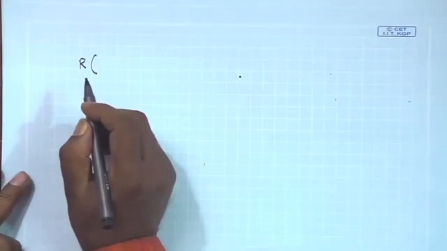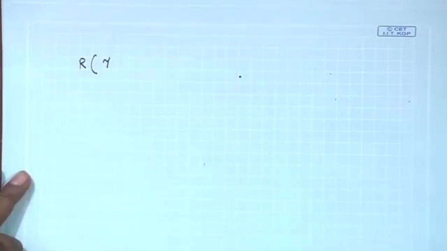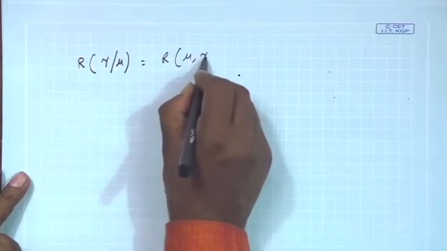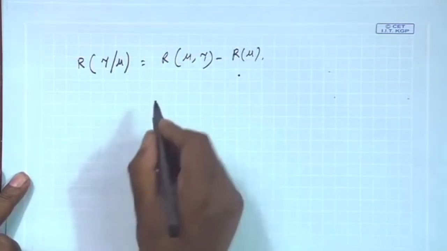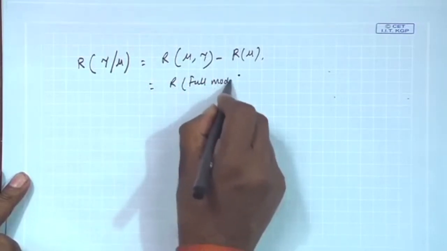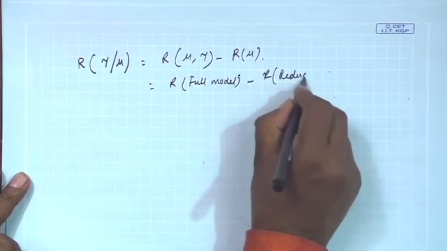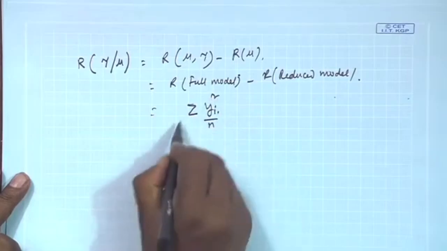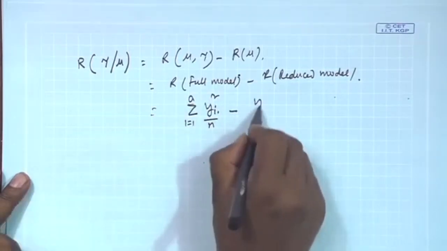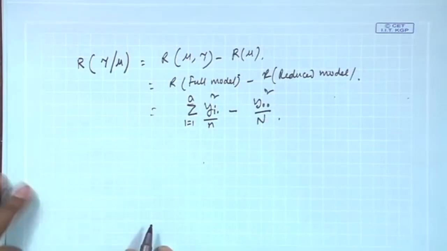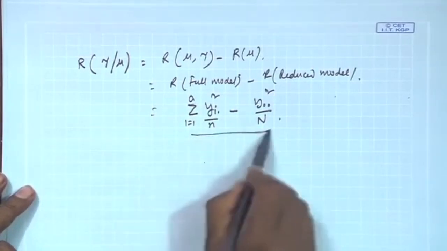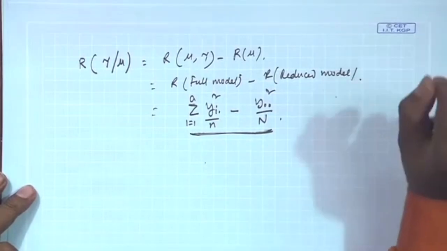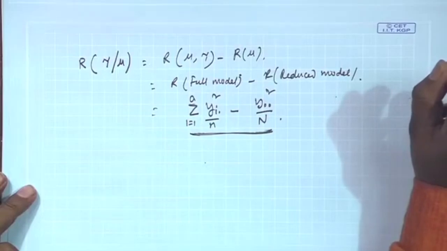So, as a result, what happened now? If I want to know the R value of the factor, one factor given mu, what will happen then? This is nothing but R of mu tau minus R of mu, that means R of the full model minus R of the reduced model. What you got in R of the full model, we have already seen: sum of y_i dot squared by n, i equal to 1 to a, minus the R of the reduced model, y dot dot squared by N. What is this value? This is nothing but the treatment contribution, sum of squares treatments, SSR.